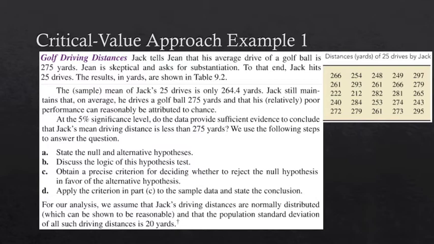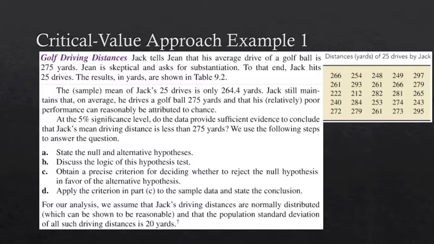Jack still maintains that on average he drives a golf ball 275, and that his relatively poor performance can reasonably be attributed to chance. At the 5% significance level, do the data provide sufficient evidence to conclude that Jack's mean driving distance is less than 275 yards?